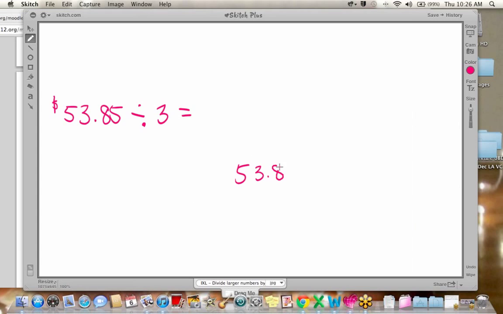So, $53.85 under the house. Go for it. How much was each pair of shoes?